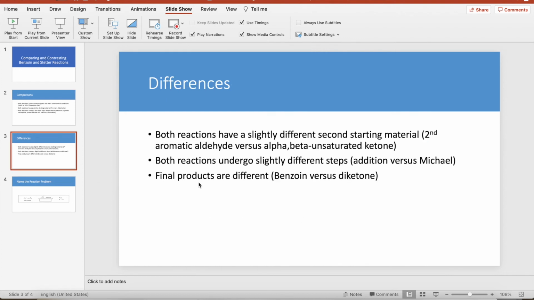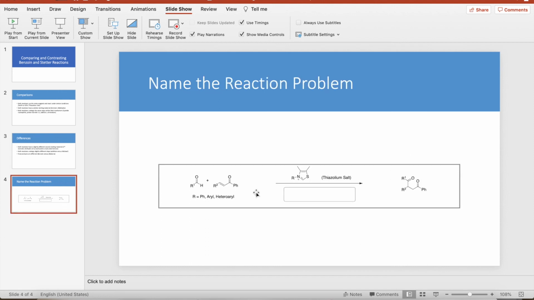As for differences though, both have slightly different starting materials, such as the benzoin reaction having another aromatic aldehyde versus the Stetter reaction using the alpha-beta unsaturated ketone. Both reactions undergo slightly different steps, such as the benzoin using the addition reaction versus the Stetter using the Michael reaction. And finally, the final products look slightly different, such as benzoin just creating the benzoin molecule versus the Stetter making a diketone. And finally, here is my name the reaction practice problem.